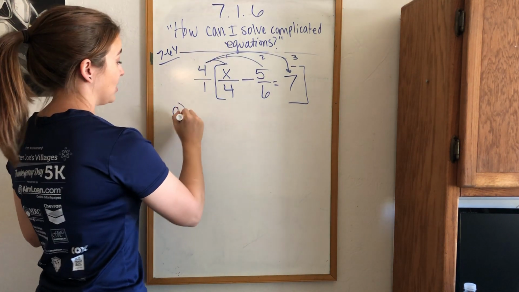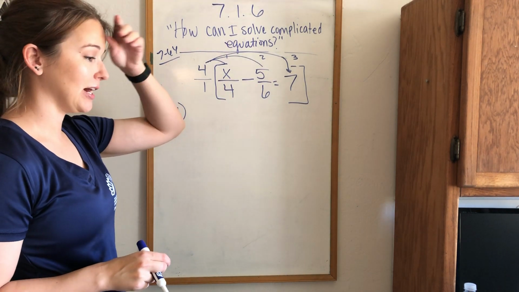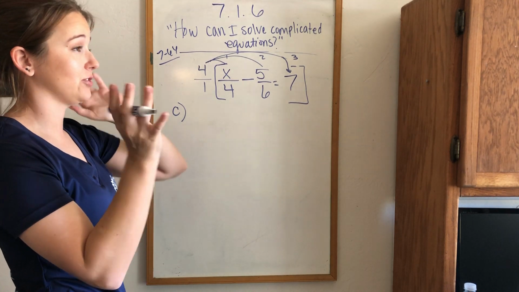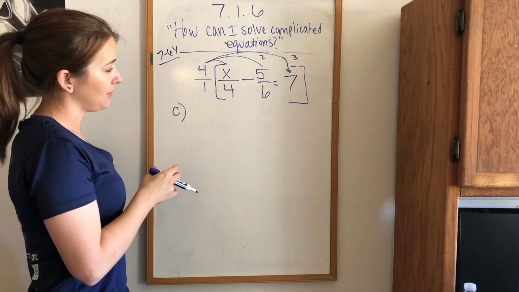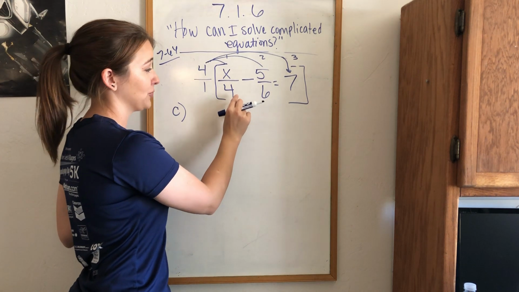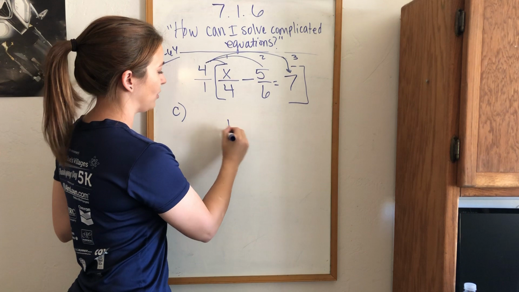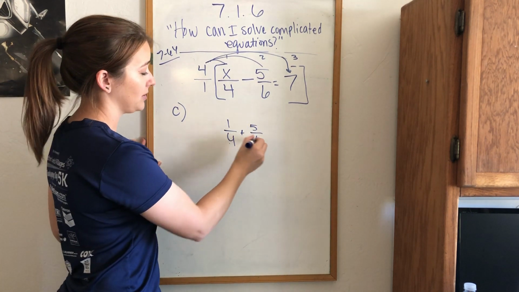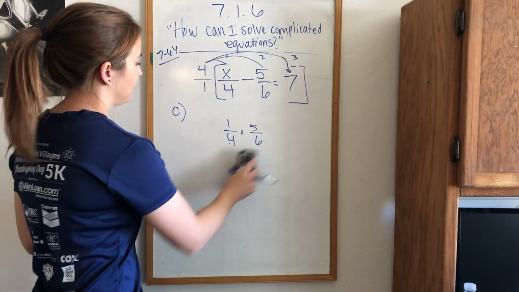So for part C, it wants us to figure out what we could have multiplied this equation by to get rid of all the fractions, because we don't want to work with fractions. They're just not as easy as whole numbers. So here's what I thought. I need to find a number that is a multiple of both 4 and 6, just like if I'm adding fractions, say 1/4 plus 5/6. You can't add those, right? You need to find a common denominator first in order to add the numerators. So I thought of it that way.